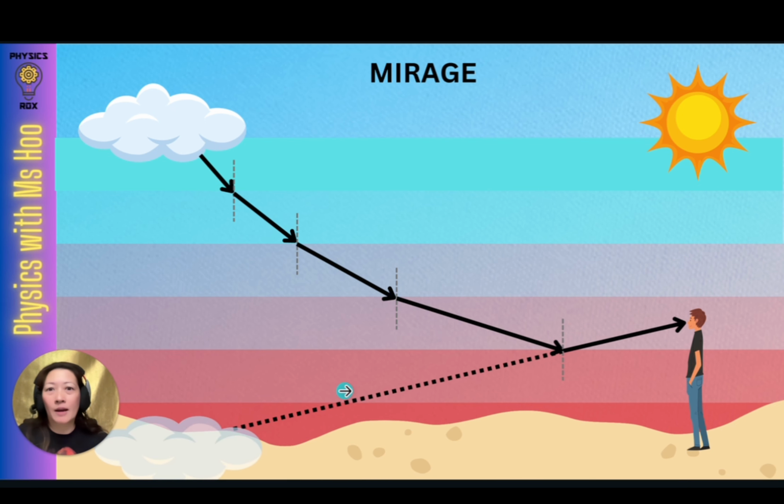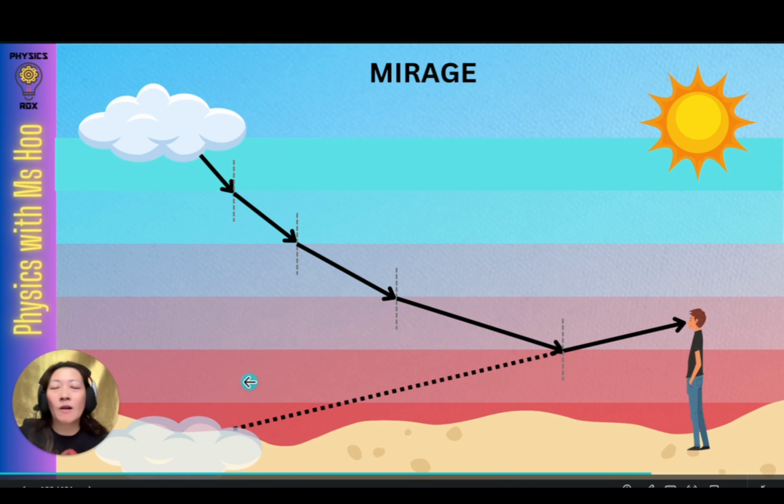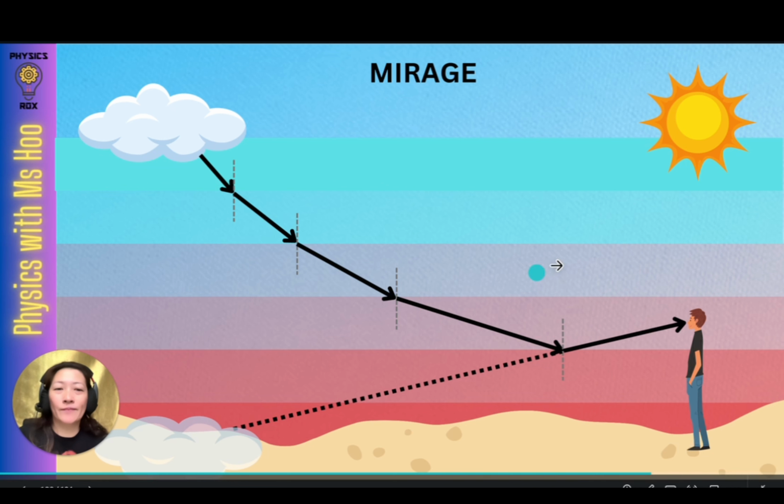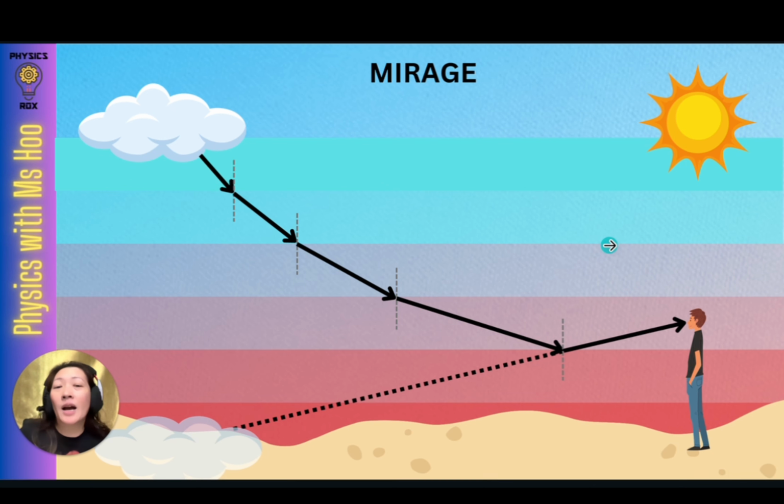And because clouds are basically water that's floating in the air, when we observe the cloud on the ground, it looks like water on the ground. That's why when mirages are observed in the desert or on the road, we tend to see puddles of water, because those puddles of water are actually the image of the clouds that we see on the ground like this. So that's how a mirage is formed.